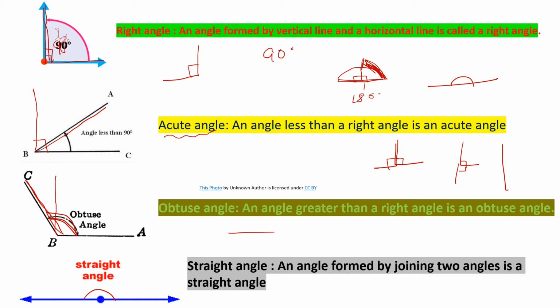So the instrument which we will use to measure all these angles, what is that? That is a protractor, and with the help of the protractor we will measure these angles. Got it?